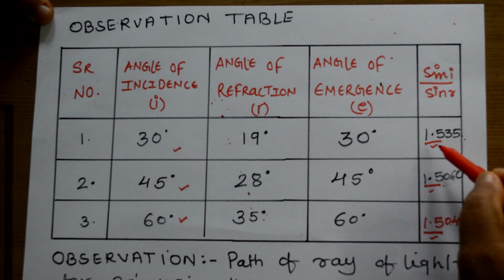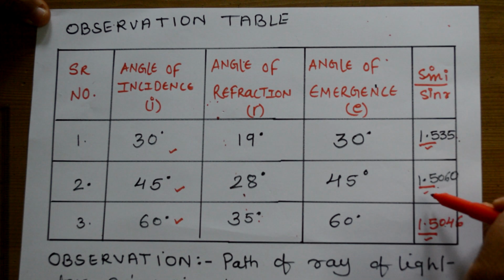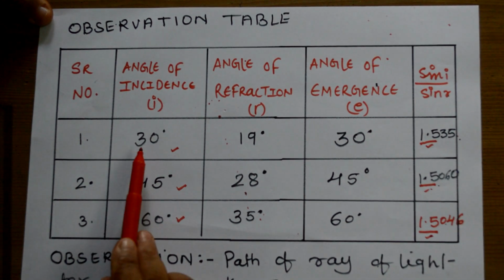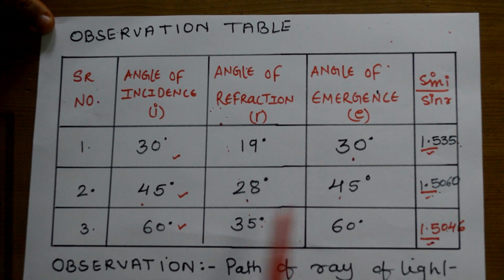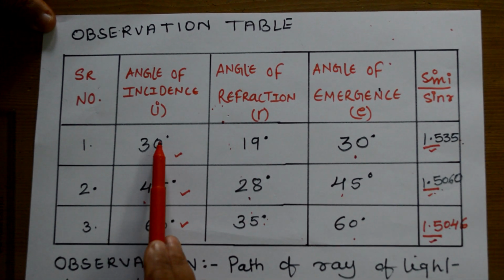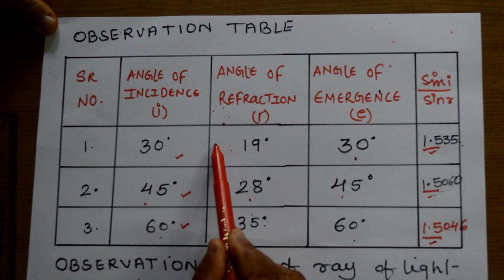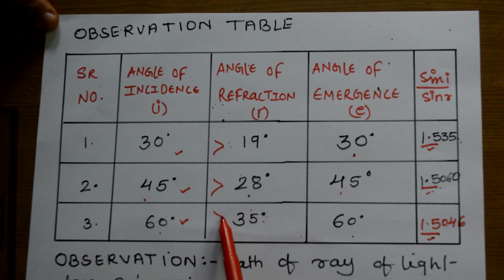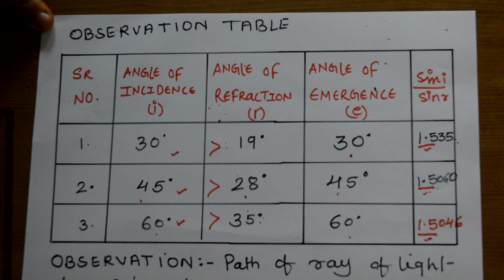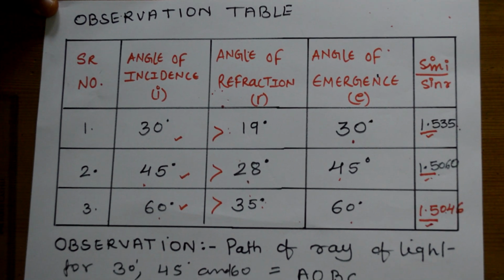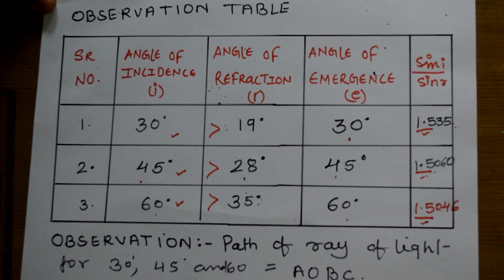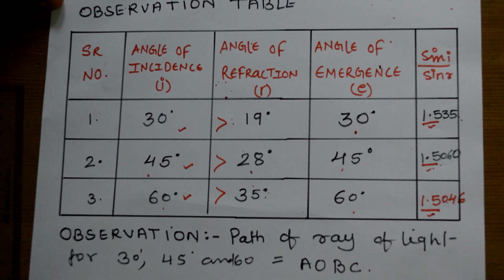Finally, in conclusion, sin I upon sin R is constant. The angle of incidence is equal to the angle of emergence in each case. And the angle of incidence is greater than the angle of refraction. And AOBC is the path of the light ray when it is traveling from air to glass and from glass to air.